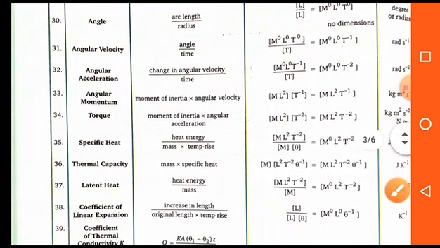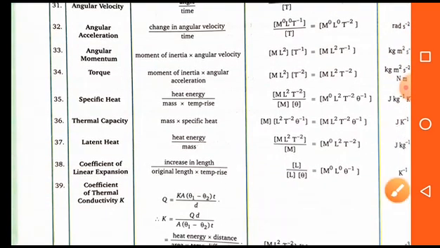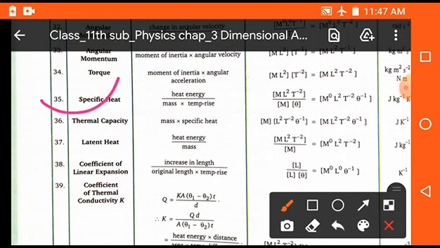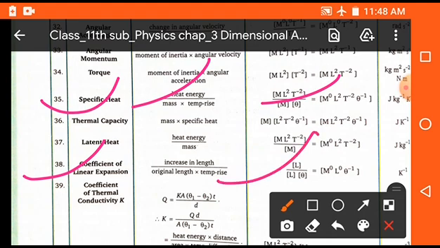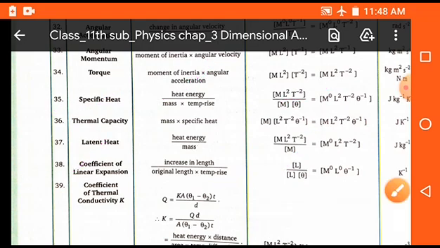There are a number of dimensions, and we will discuss a few here, like specific heat capacity, or heat energy upon mass into temperature. Its dimension will be M0 L2 T^-2 theta^-1, where theta stands for temperature, a change in temperature. Coefficient of linear expansion is change in length upon original length into temperature. Its dimension will be M0 L0 theta^-1.